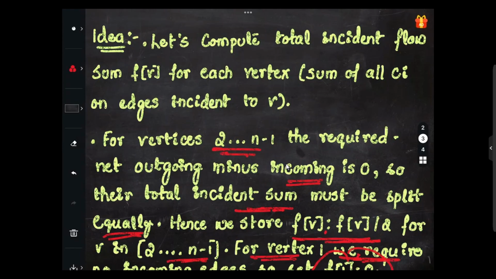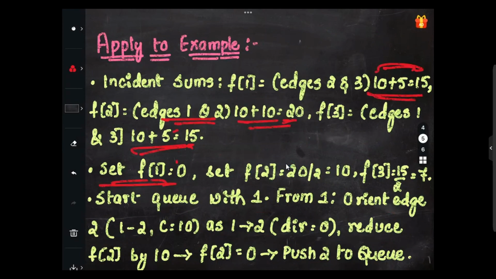So the total incident sum must be split equally. Hence we store f of v as f of v by 2 for v in 2 to n minus 1, right? So f of 1 we will keep as 0 itself, right? So that's the idea basically. Yep. So f of 1 we will set to 0.